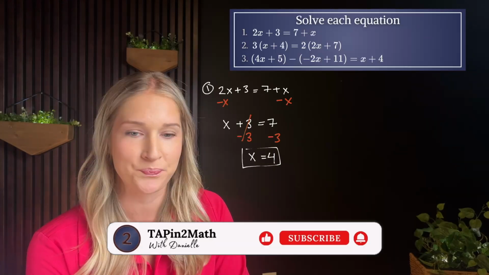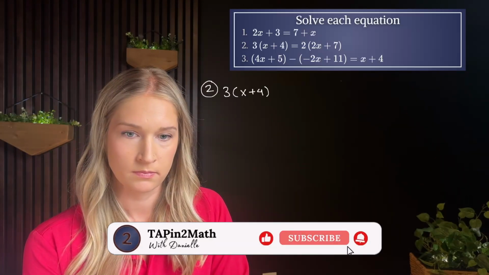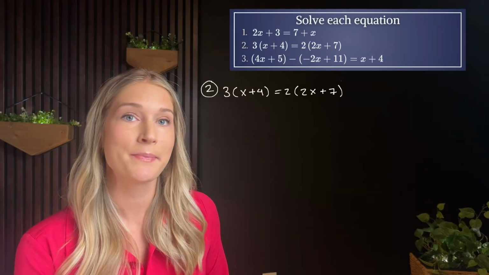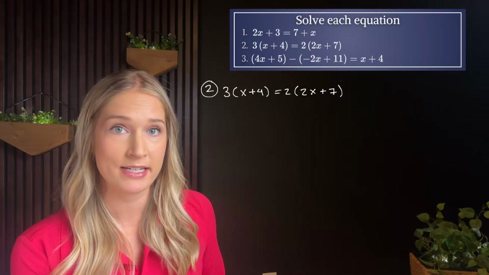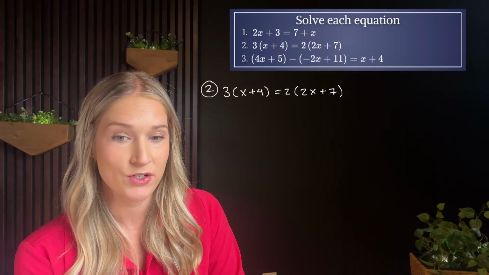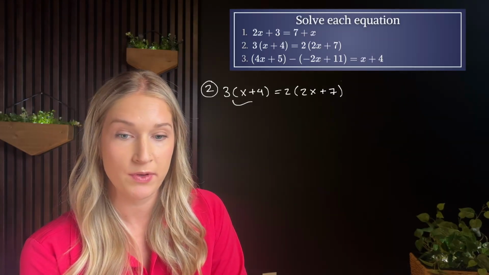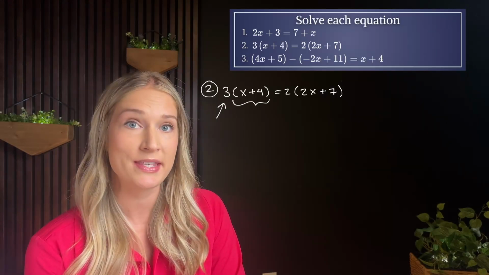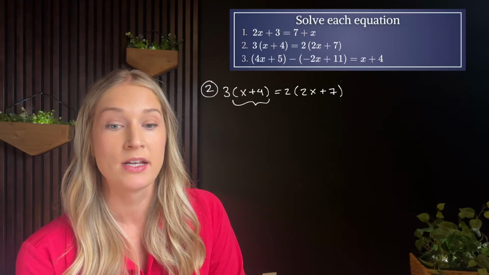Let's look at number 2. Again, whenever you're solving a multi-step equation, you want to make sure that you simplify completely on each side first. In this equation, there is some simplifying that I can do. On the left-hand side, I have parentheses here, and in front of the parentheses is a 3, which means that that 3 is being multiplied to those parentheses.